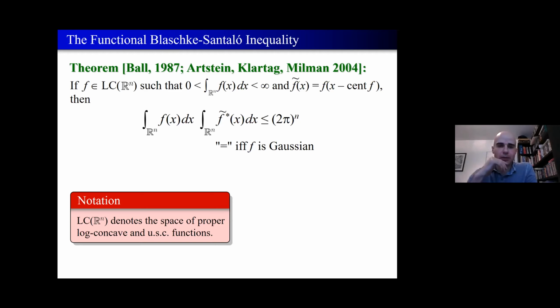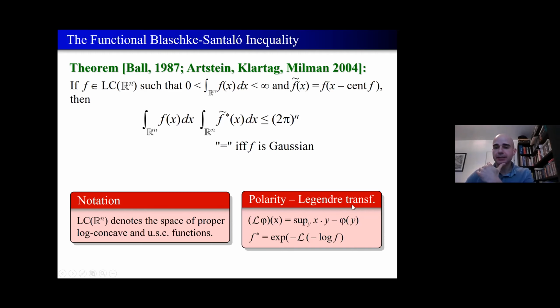It can be stated in different ways, but I've chosen a quite simple one. So essentially it says the integral of a log-concave function on Rn against the integral of its polar is maximized by this constant, with equality if and only if f is a Gaussian. And polarity, of course, for log-concave functions is related to the Legendre transform in this way.